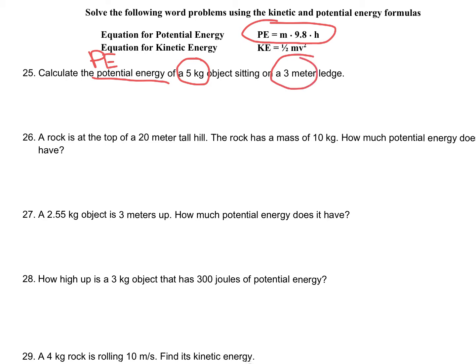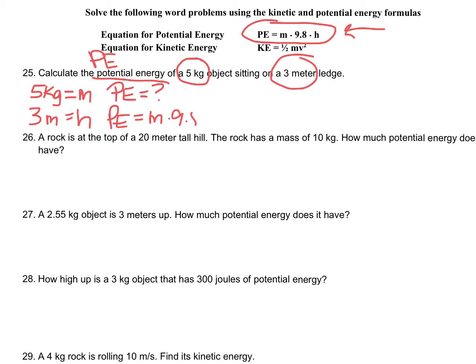So first of all, what do we have? We have something that's 5 kilograms. That's the mass. And we know that it is 3 meters high, so that is the height. We want to solve for potential energy, so that's our question. And our equation to solve for that is right here. Potential energy is equal to the mass times 9.8 times the height. So can we plug into that equation and solve for it?